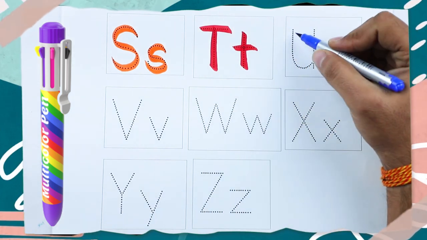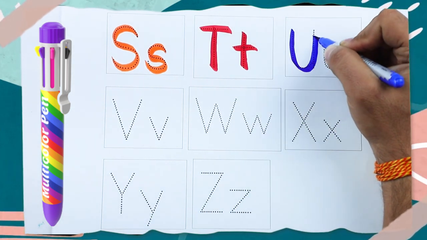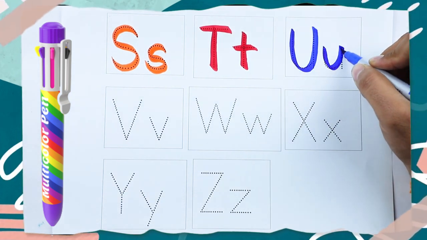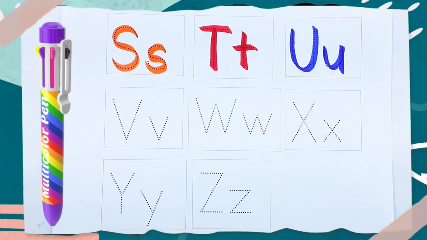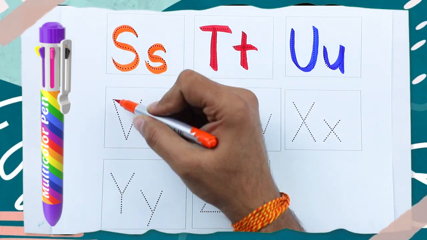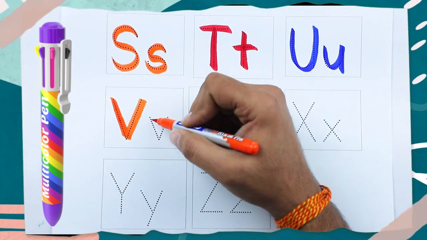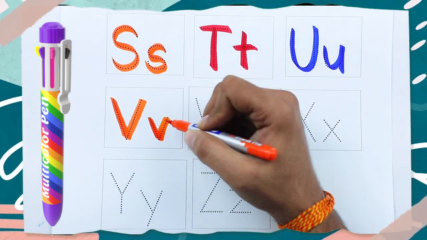Blue color, capital U. U for umbrella. Blue color, small u. U for umbrella. Orange color, V. Capital V. V for van. Orange color, small v.